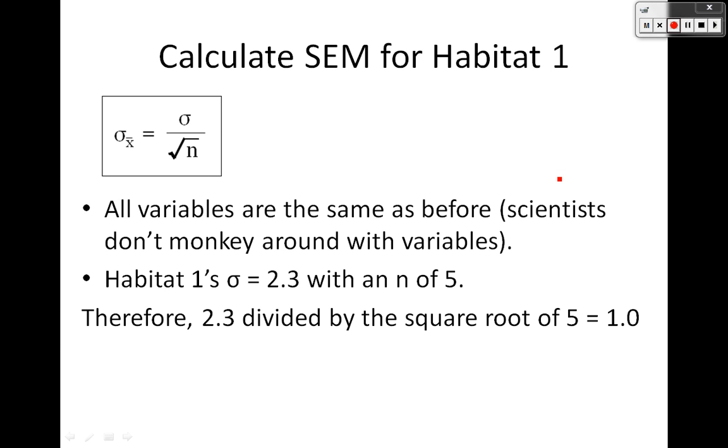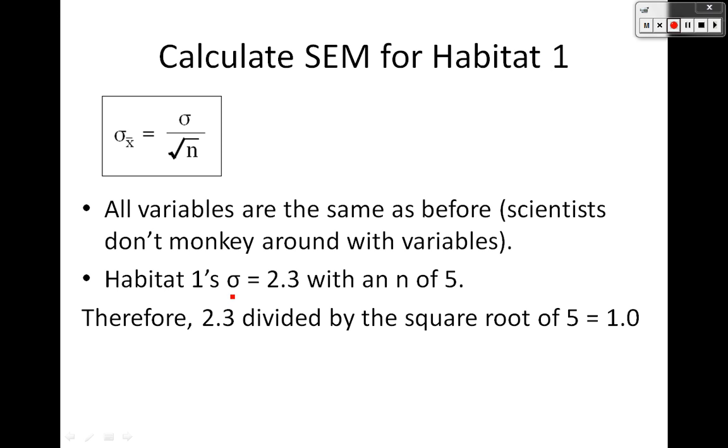So now we want to use standard deviation to calculate the standard error. So for habitat 1, this is our equation, and again, it looks scary, but everything is exactly what it was before. So scientists don't change variables around. So n is still this sample size, lowercase sigma is still standard deviation, and this lowercase sigma with the mean, right, this was the mean, is standard error of the mean. So all we're doing is dividing standard deviation by the square root of n, or of our number of trials.